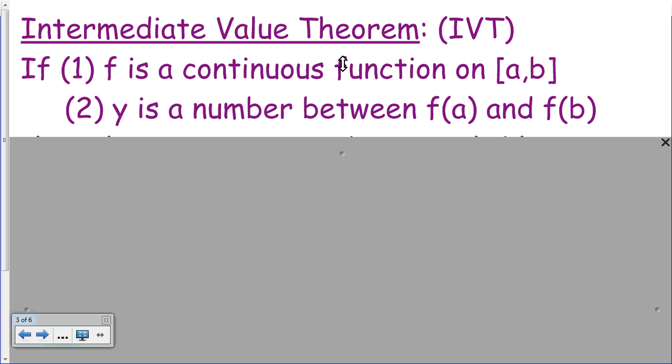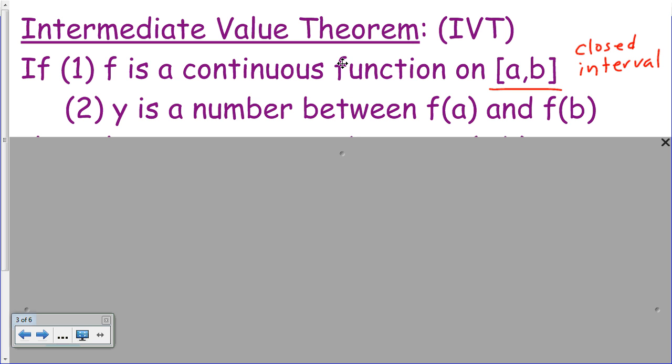If, first of all, f is a continuous function on the interval from a to b, and that's what we call a closed interval. Notice that we use brackets here, square brackets, to indicate it's a closed interval. And a closed interval means that it's the interval that includes the endpoints. So it's the interval from a to b including a and b. That's the first condition. Deals with continuity.